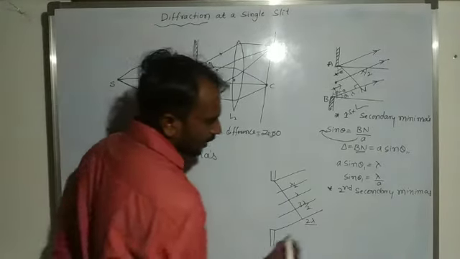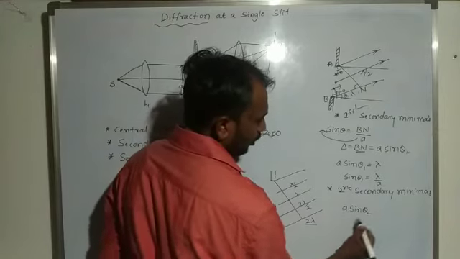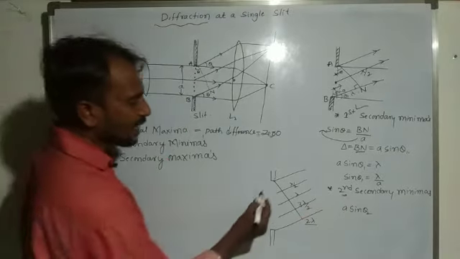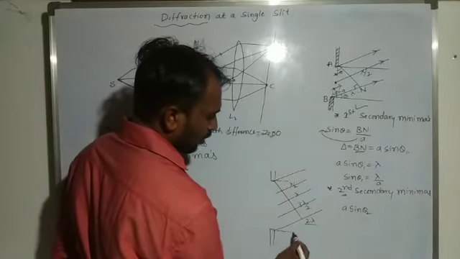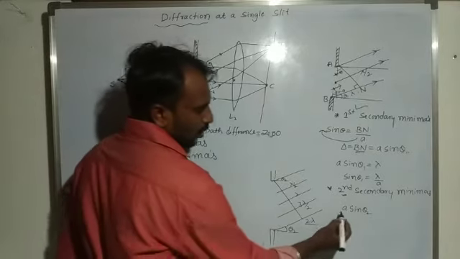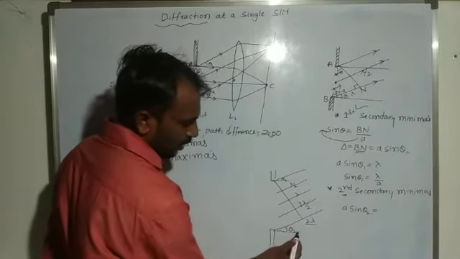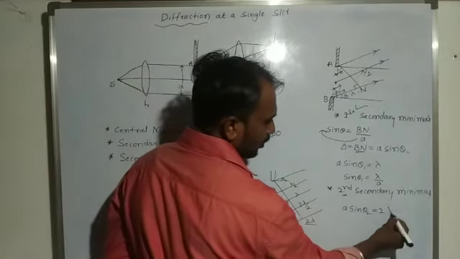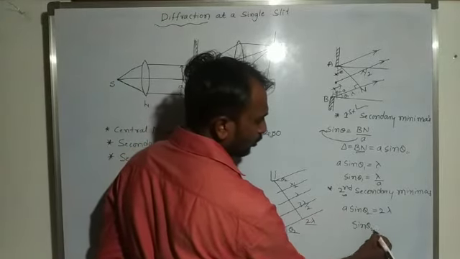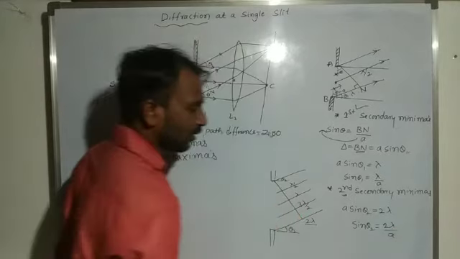So here we write A sine theta 2, because this is the second secondary minima, and this angle is theta 2. A sine theta 2 is equal to the path difference, 2 lambda. So sine theta 2 is equal to 2 lambda divided by A.